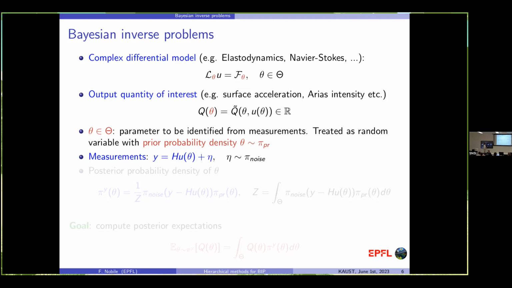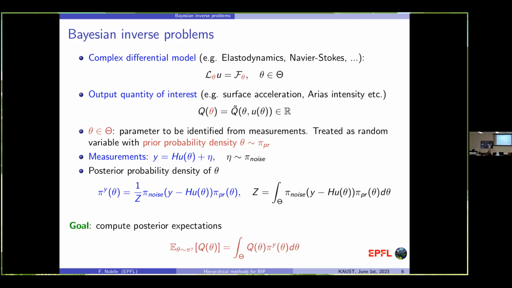And then in a Bayesian framework, we treat the parameters as random variables with a prior distribution that I call pi prior. And then we want to investigate the posterior distribution, so the distribution of the parameter conditional on the data, which is given by the prior multiplied by the distribution of the noise centered in the forecast for a given theta. So we're interested in exploring the posterior distribution and eventually computing some posterior expectations, so the expectation of the quantity of interest with respect to this distribution conditioned on the available data.